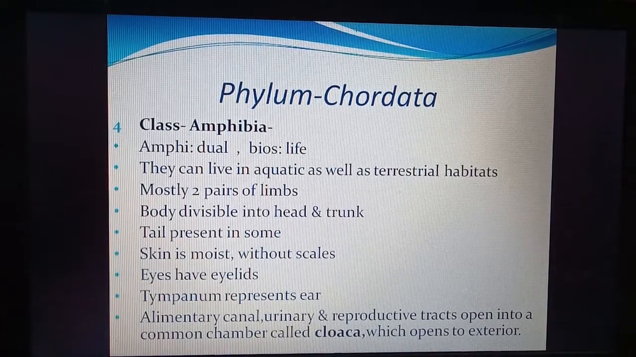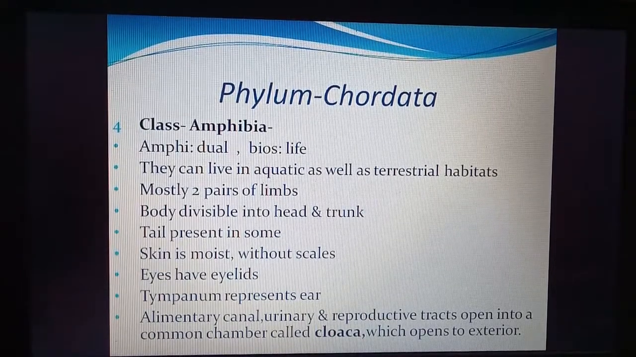Body divided into two parts, head and the rest body is called trunk. Tail is present in some members only. Their skin is moist because mucus is released over the skin, and they are without scales. So scales do not cover the body. Eyes have eyelids. So eyes can be closed and opened. Tympanum represents the ear. So in the ear they have tympanum, a thin membrane representing the ear.